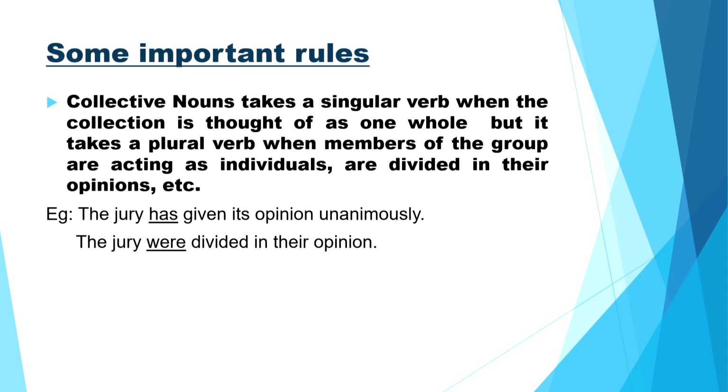Now, some of the important rules associated with collective nouns are: a collective noun takes a singular verb when the collection is thought of as one whole, but it takes a plural verb when members of the group are acting as individuals. Basically, they are divided in their opinions. Then the plural will be used. Let us understand with the help of an example. The jury has given its opinion unanimously. So, here jury is our collective noun.